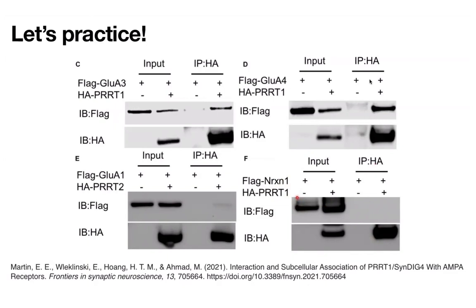But if things are good, if our binding is specific, then we don't expect to see NRXN1 when we pull down PRRT1. So in fact, when they pull down PRRT1, what they see is that they're not going to see NRXN1. So they pull down the PRRT1 with the HA tag, and then they do a Western blot to the flag tag to look for NRXN1, and they don't see it. So this is how you would interpret something like this.